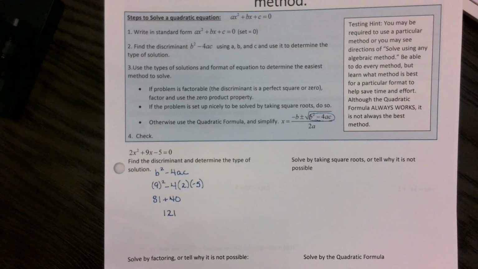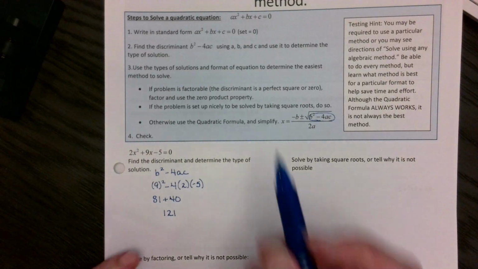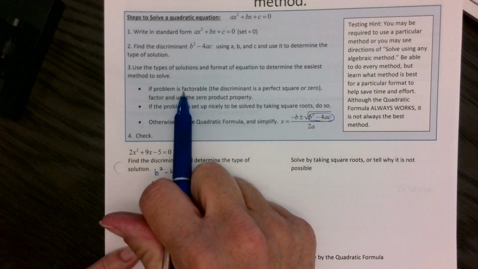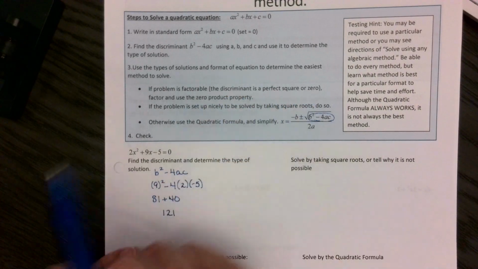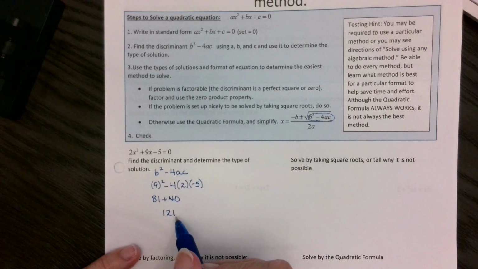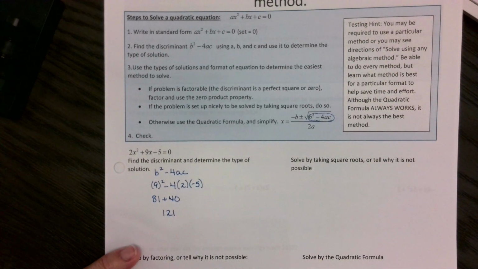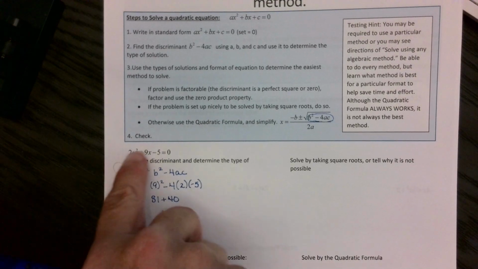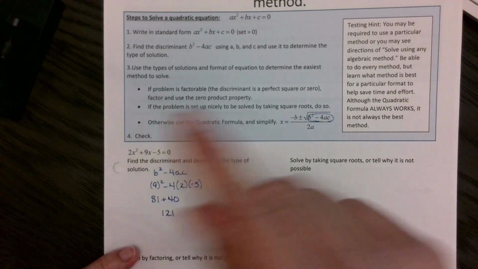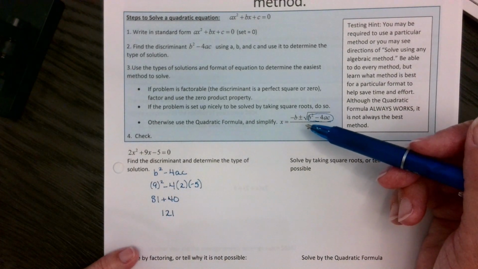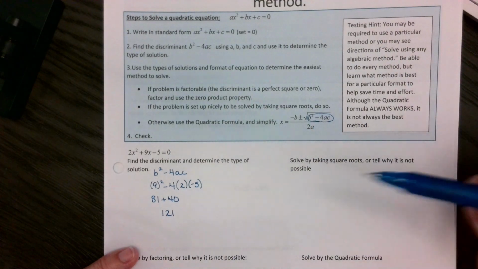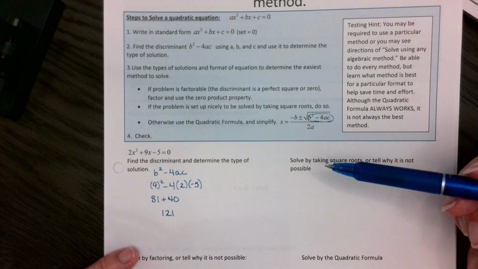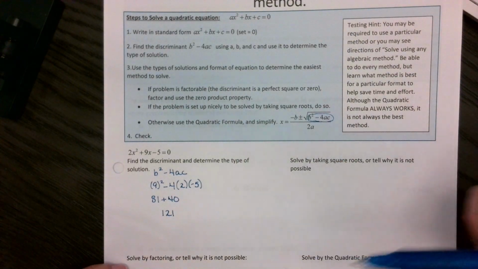So that is a perfect square. That means it's factorable. Okay, it says right here, if the problem is factorable, the discriminant is a perfect square or 0. This is a perfect square. The square root of 121 is 11. 11 times 11. So I know this factors. Okay, now you can use this. It's just a lot of work if you can factor. I always look to factor first. Okay, so I know that this is going to factor.